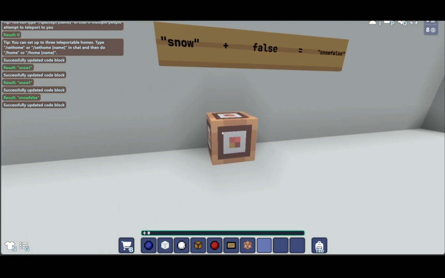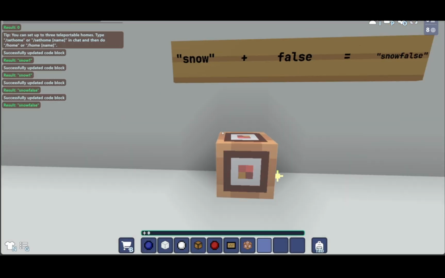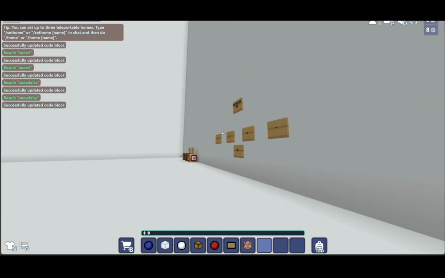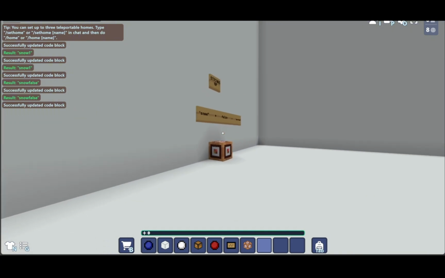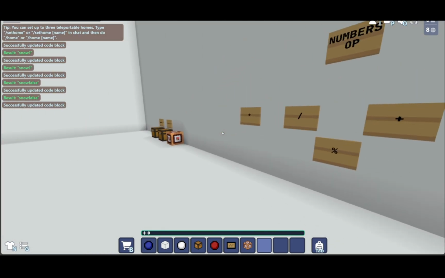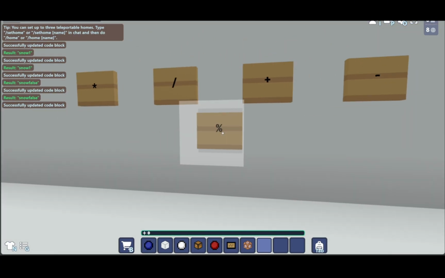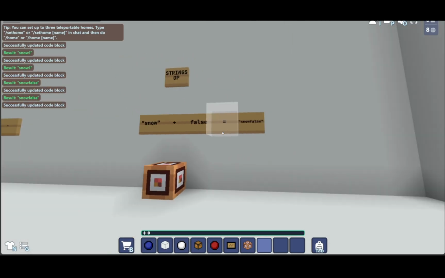Am I bluffing or is it real? Let's test it. It's snow false. Wow, very interesting. You can do a lot of operations with these. Maybe you can even create a simple calculator that calculates all these operations and string operations.